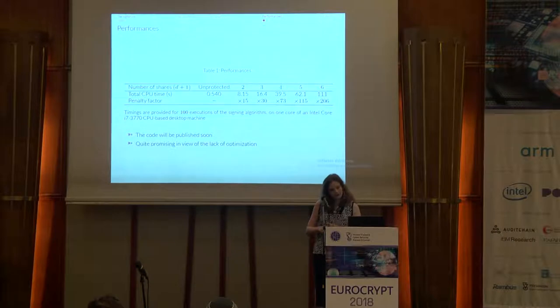So for now, it's not really practical, but it's quite promising because it was just a proof of concept and it can be optimized. So it's proving that masking a lattice-based signature can be done. The code of this implementation will be published soon. And as I said, there is a margin for improvement of performances here.